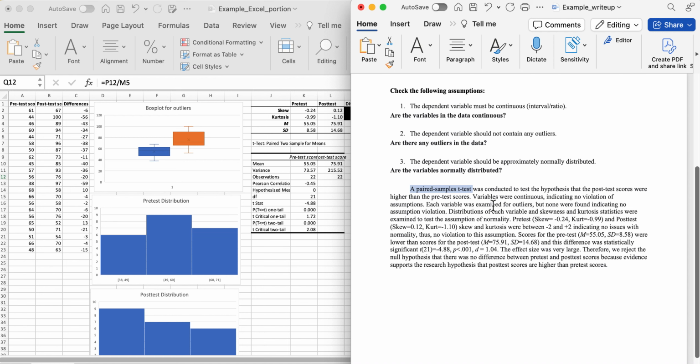Each variable was examined for outliers. You can put, using a box plot, but none were found, indicating no assumption violation. Now, the skewness, kurtosis, as well as the distributions of each variable were examined for the assumption of normality.